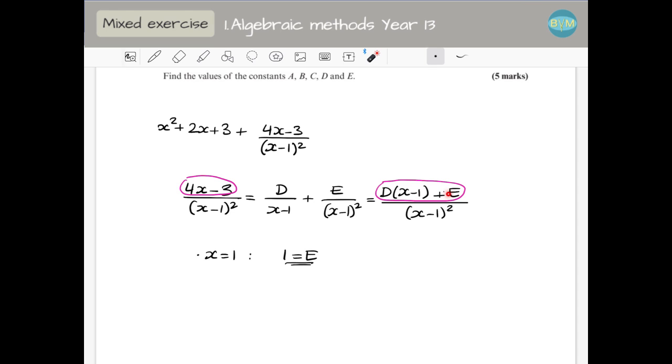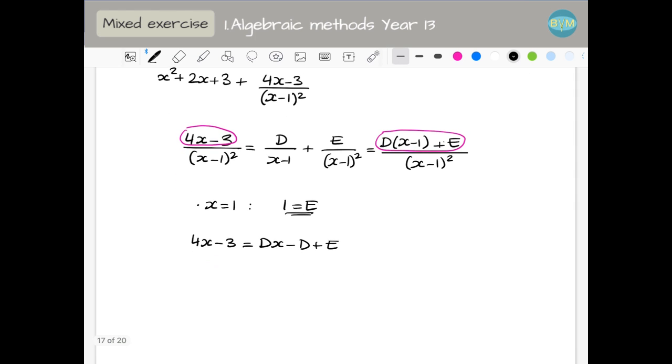We don't have anything else to substitute by, so what I'm going to do is compare coefficients. I'm going to equate coefficients. So on the left, I have 4x minus 3. On the right, if I expand this bracket, I have Dx minus D plus E. And I know E is 1, so instead of E, I can write 1. So this would be plus 1. And now, if I compare the x coefficient on the left with the x coefficient on the right, straight away I will find that D is going to be 4.